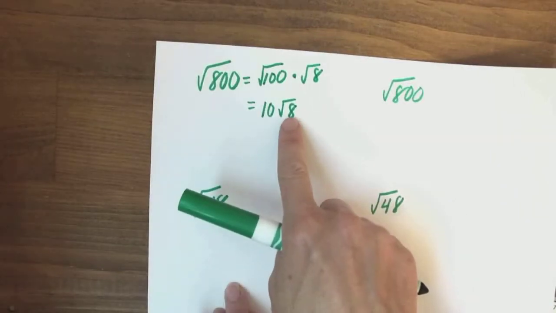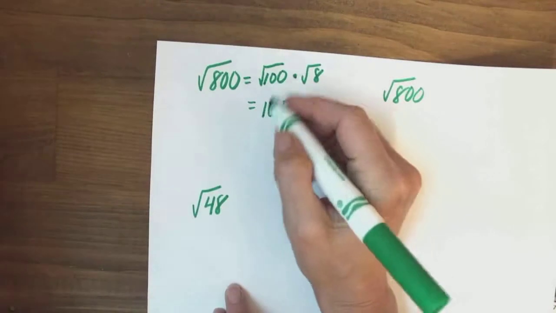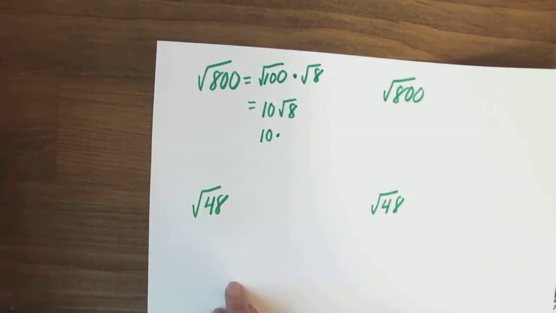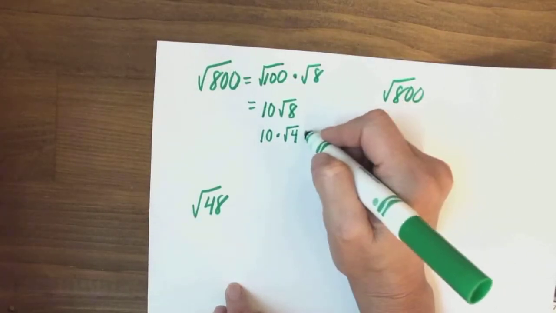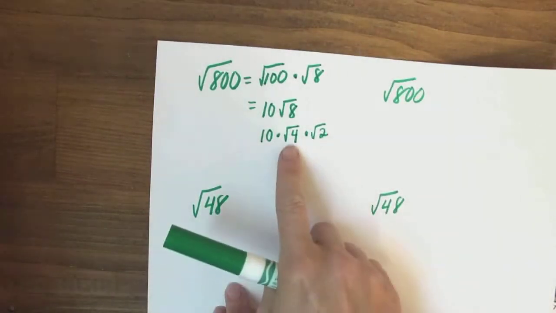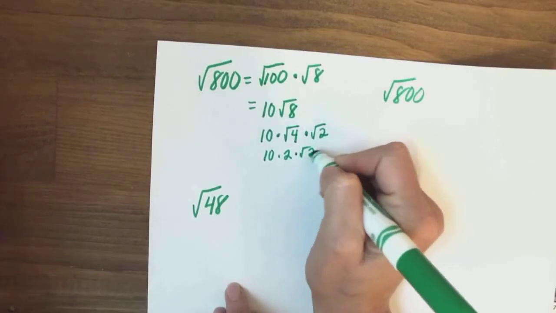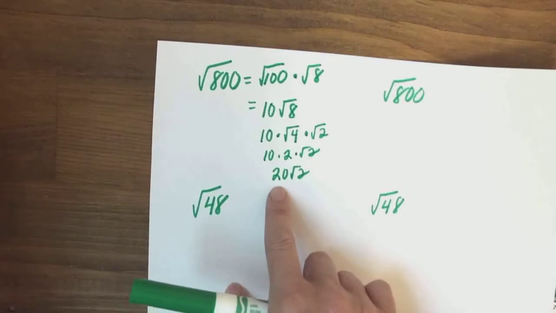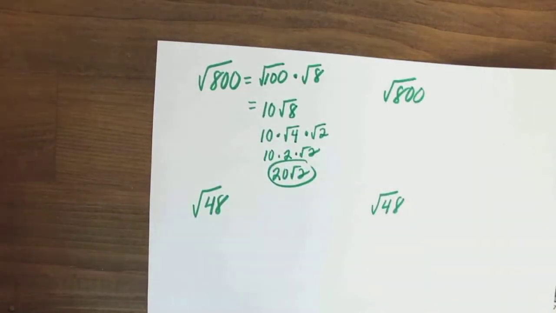If you ever look and see that your radicand, that's the number underneath your radical symbol, can be broken up into two numbers where one of them is a perfect square, you can keep going. Square root of 8 is the same as the square root of 4 times the square root of 2. And I know the square root of 4 is 2. So I still will get 20, because 10 times 2 is 20, square root 2. It just took a little bit longer.